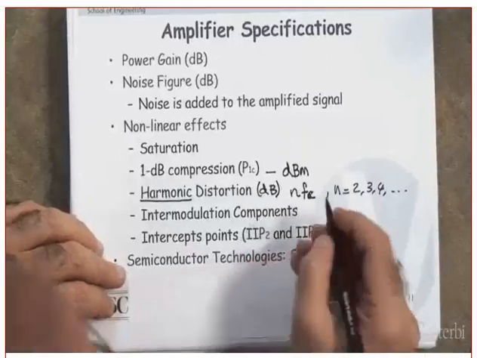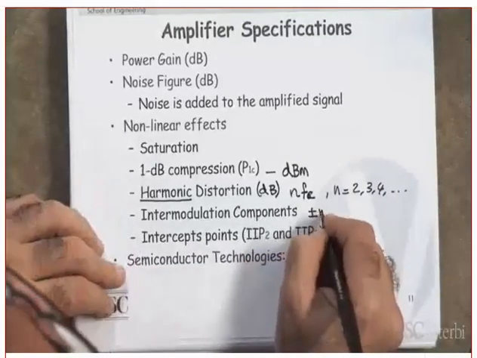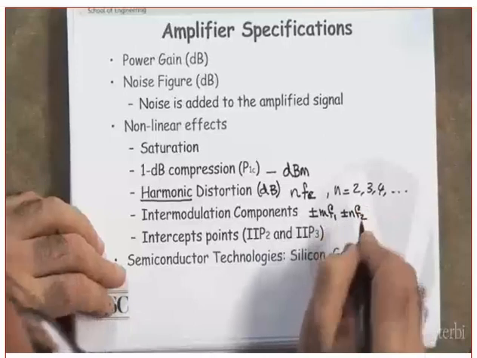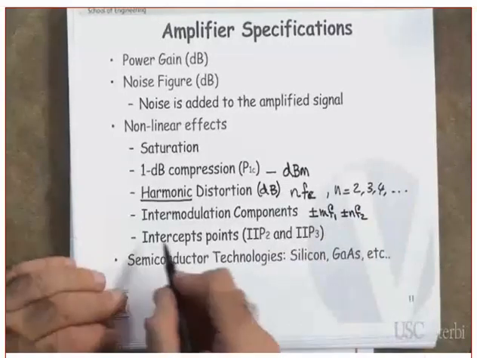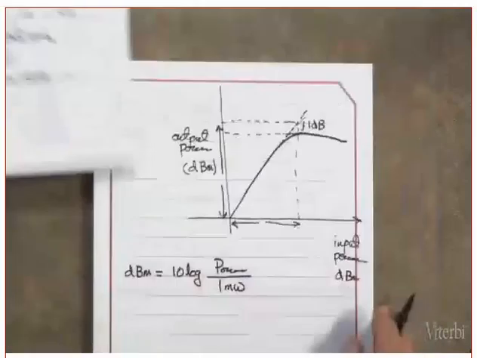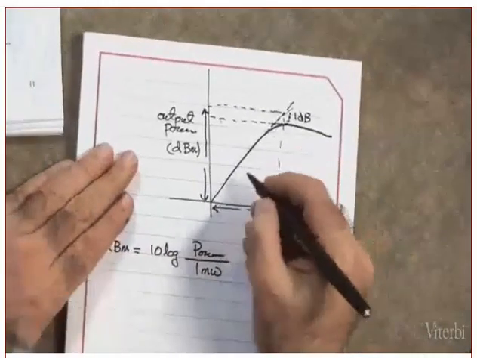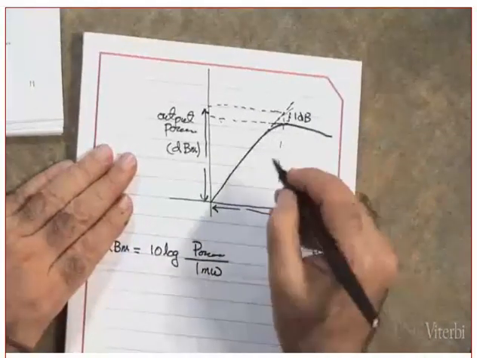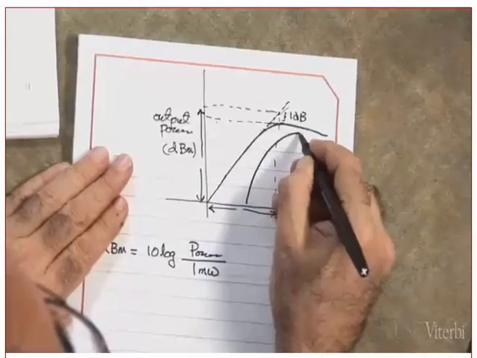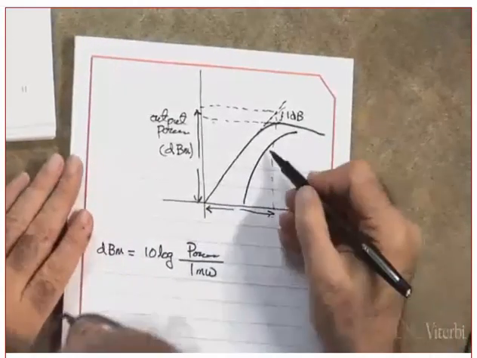Intermodulation components is what? Plus or minus what? Clear? Okay. IIP. What does IIP stand for? Intercept points. Let's see what we have here. I'm going to sketch another curve here and tell me what am I sketching. What is this? Now, I want you to see this.